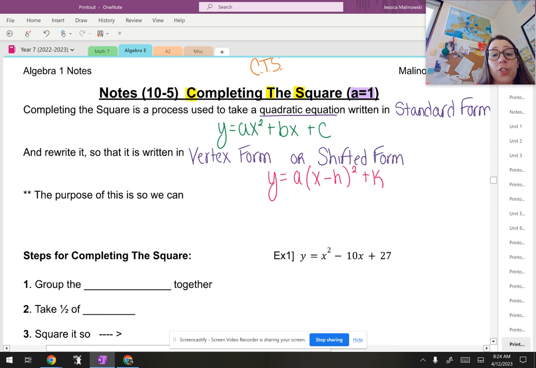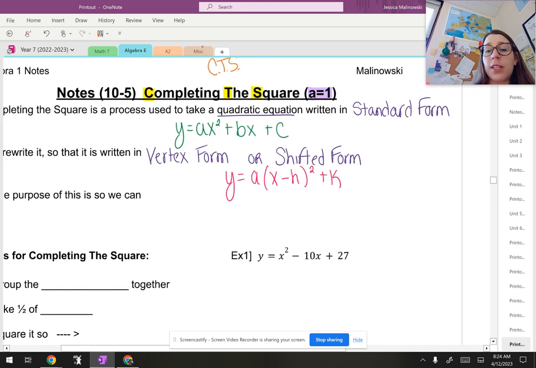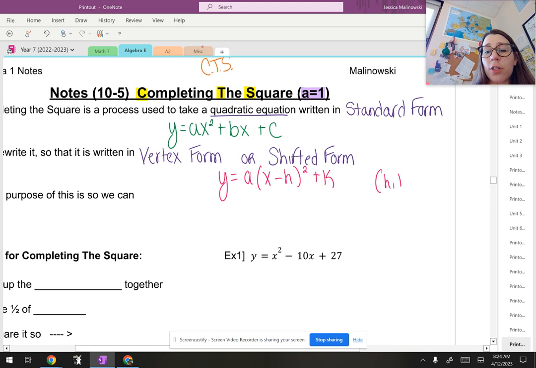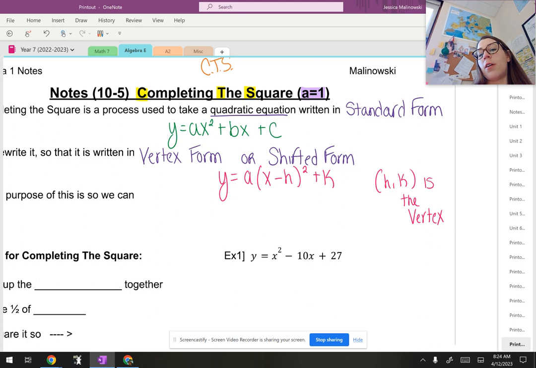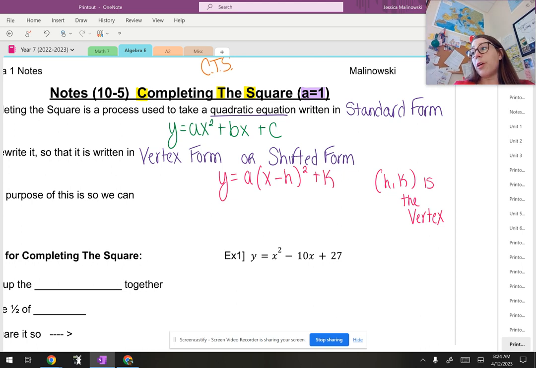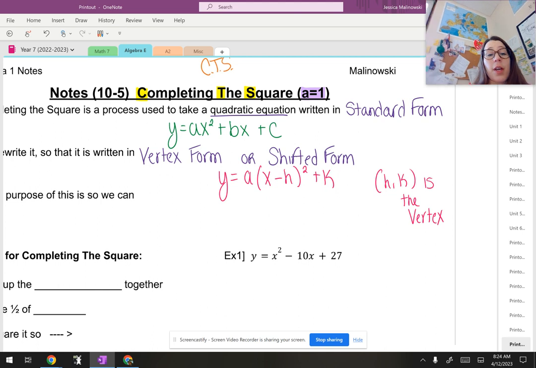And in this shifted form, we can see that h comma k is the vertex, which, if we have the vertex, that means that we have the axis of symmetry as well. So the AOS, the axis of symmetry, would be equal to x equals h, whatever that h value is.